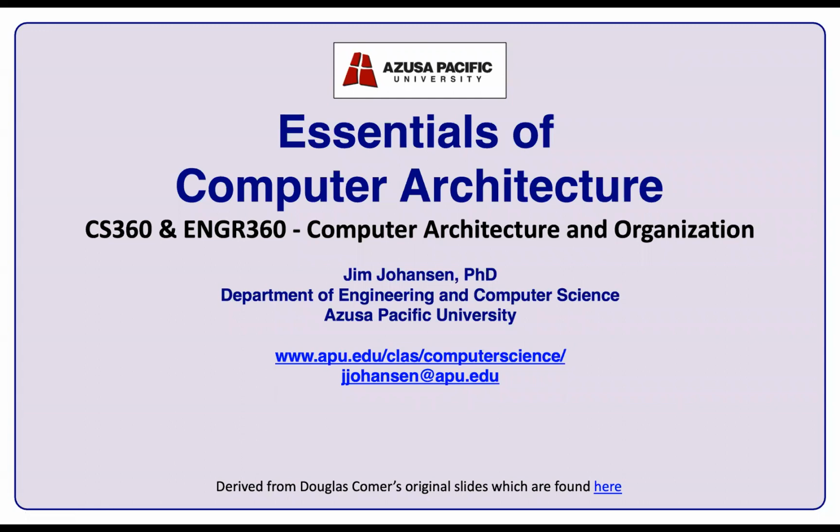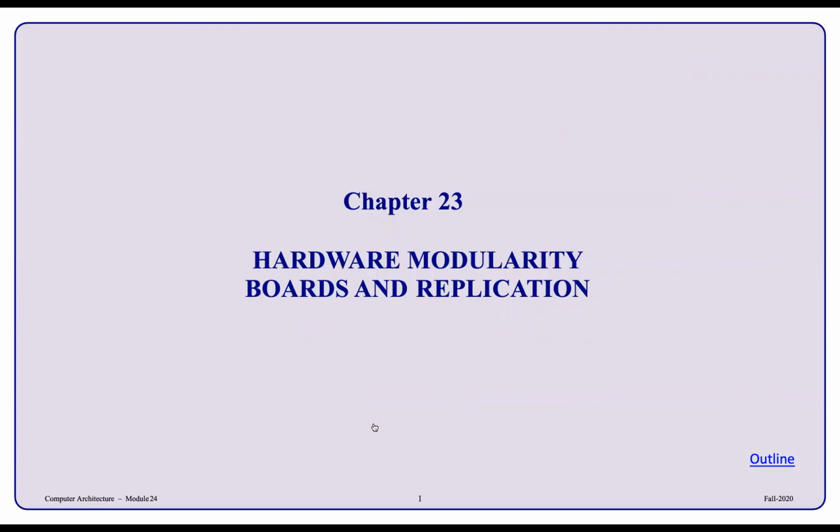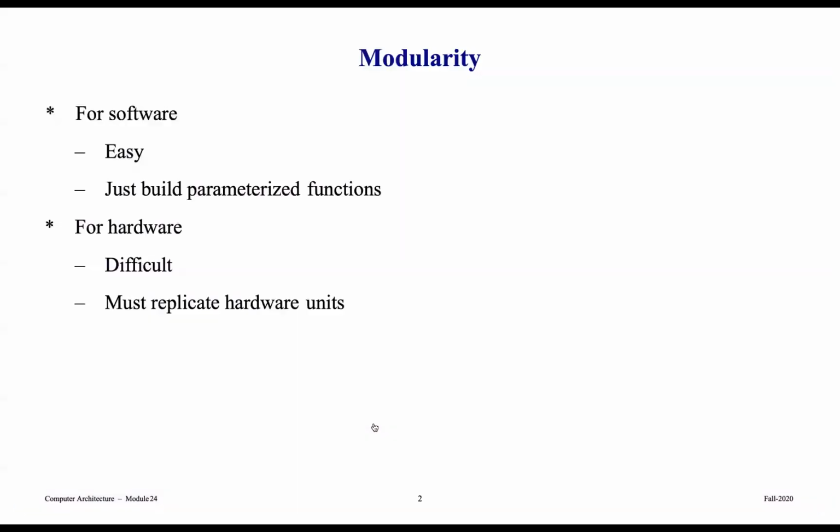This is Essentials of Computer Architecture and Organization, and this is our last lecture covering the material in Comer. So thank you very much for a good course. And so what we're going to be talking about for this last lecture is hardware modularity, and thinking in terms of boards and replication.